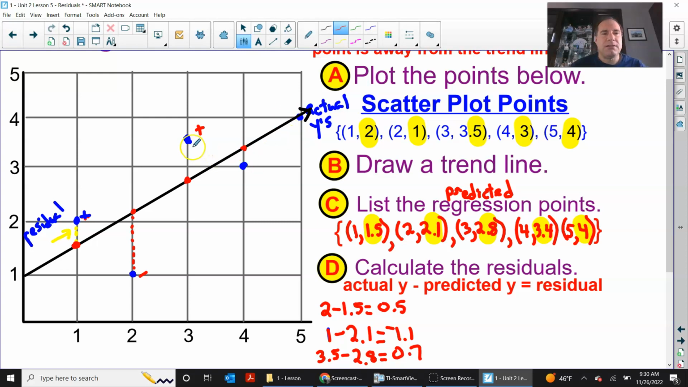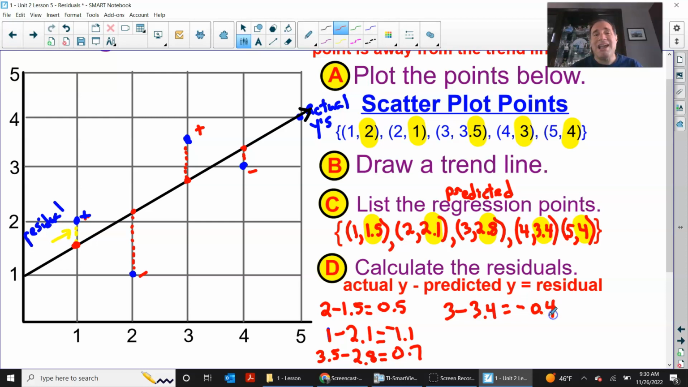All right. And so I'm just going to put the dotted lines here. So this one should be really close, right? So it should be close to 0, but it's definitely going to be a negative because it's below the trend line. So we're going to take the actual. We took the 3.5 minus 2.8. Now we're going to take the 3 minus the 3.4. See, it's going to be negative, and it's a negative 0.4.